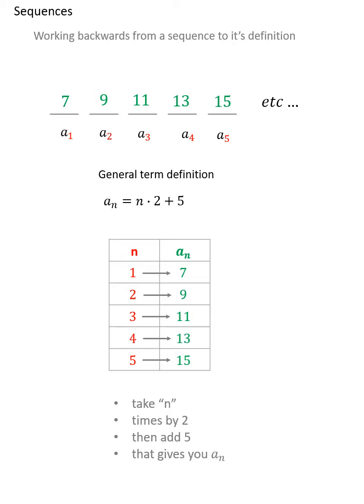I do need you to know and notice that every number in the n column, when multiplied by 2 and then added to 5, yields the right or a sub n column in this table. And therefore, this is the general term of the sequence. By the way, there's nothing wrong with writing n times 2 plus 5, but it's algebraically non-traditional to do so. I prefer 2n plus 5.